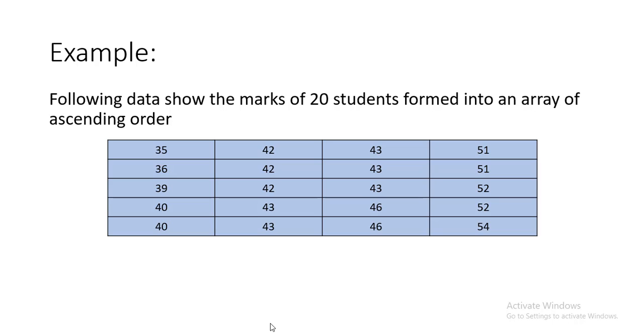The following data shows the marks of 20 students formed into an array in ascending order. The data given is already in ascending order. They've shown that this particular data is in ascending form, and it's the marks of 20 students. Starting from 35, the minimum observation in this whole set of data is 35, and the maximum observation is 54.